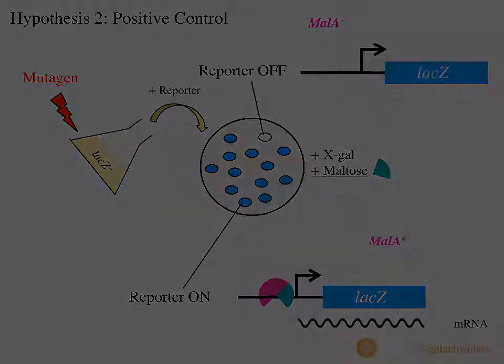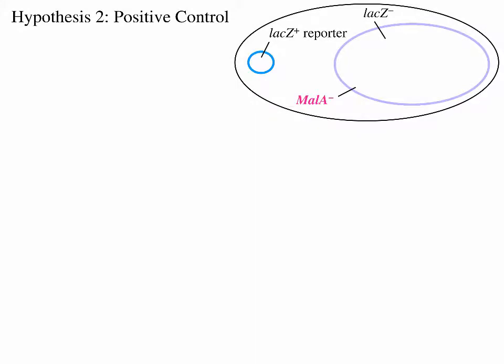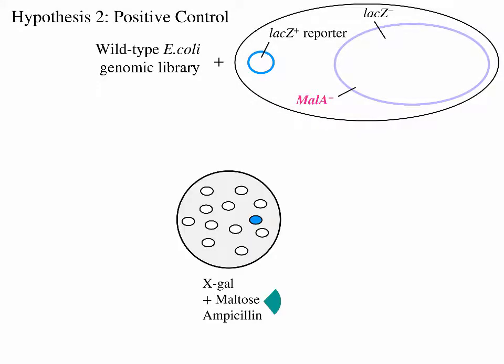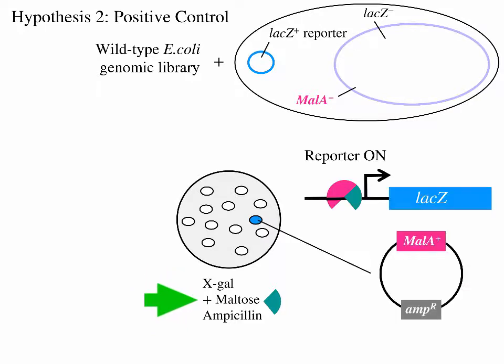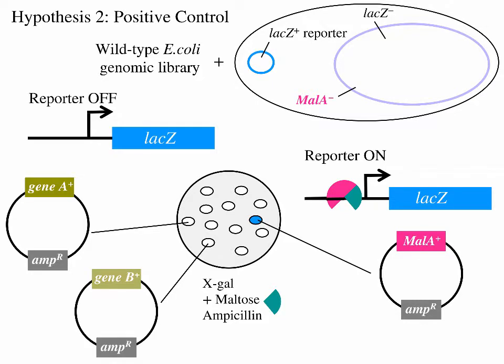The activator gene can be identified by transforming the mutant cells with a wild-type E. coli genomic library. The cells are plated on medium with a drug to select for transformants with the library plasmid, X-gal, and maltose. A rare blue colony will have been transformed with a library plasmid that contains a wild-type copy of the activator gene. Because the activator is made in those cells, the reporter in that colony is transcribed in the presence of maltose. Most of the colonies will be white because they are transformed with plasmids containing other E. coli genes that don't make activator.